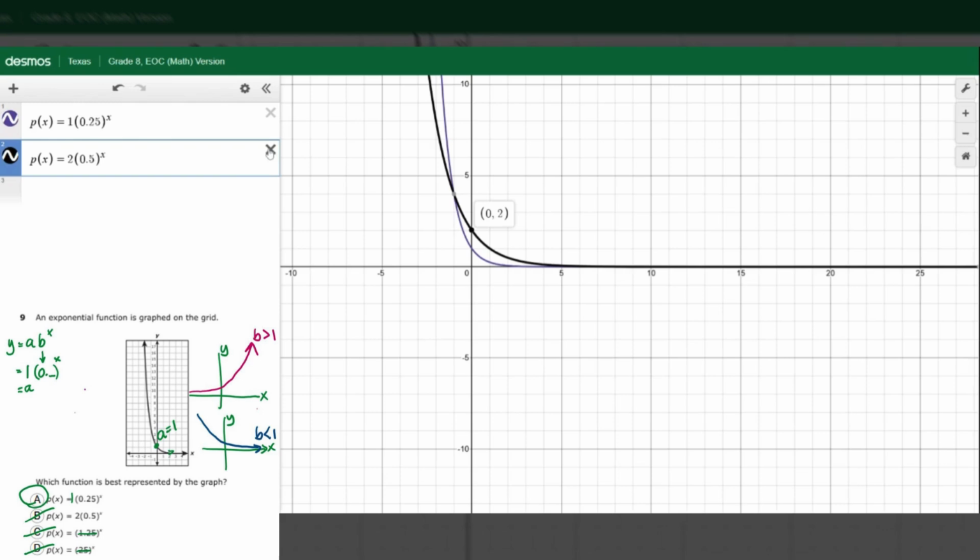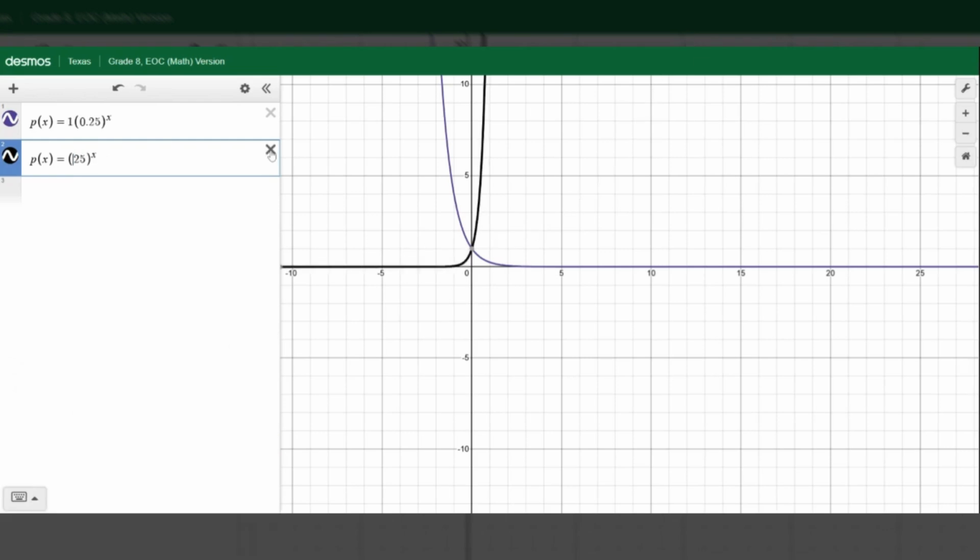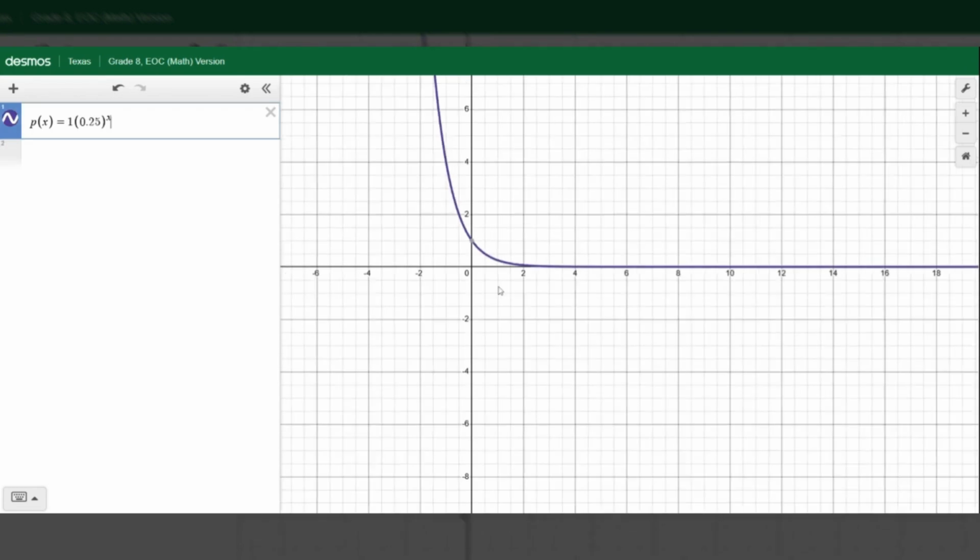Next, letter C is 1.25 raised to x, and there's no number in front. Here we go, it's backwards. Letter D is 25, it's also wrong. So the answer here is letter A. It's very obvious.